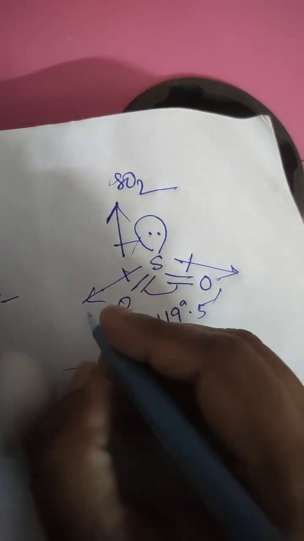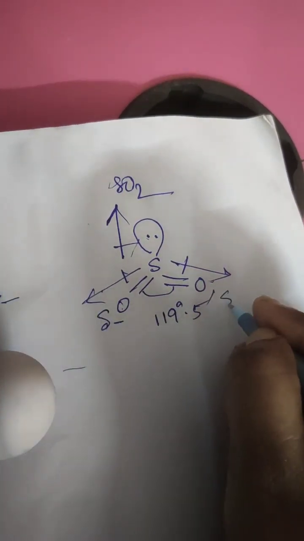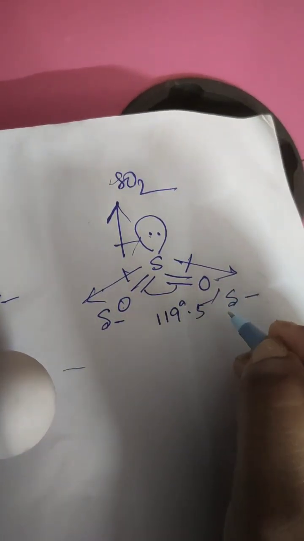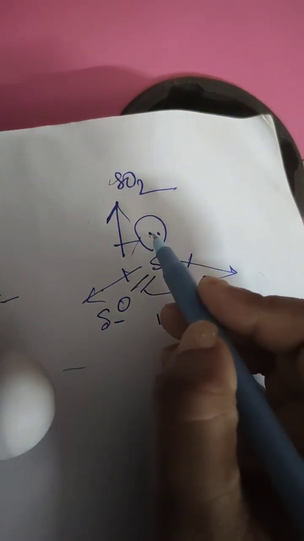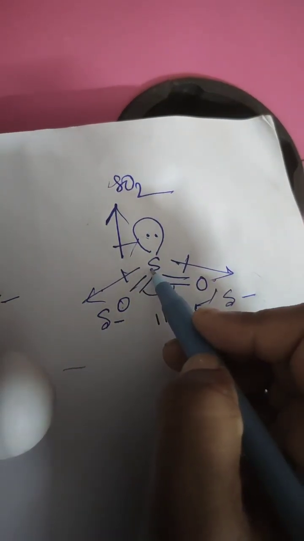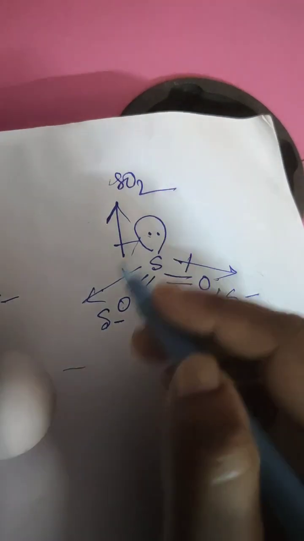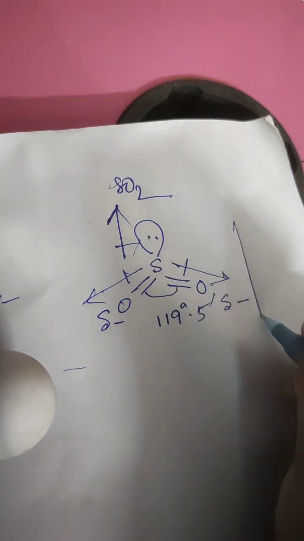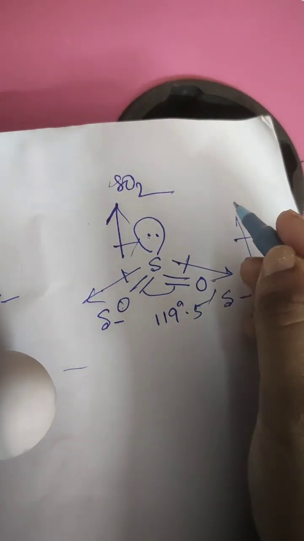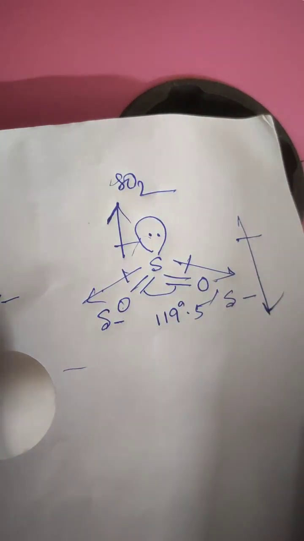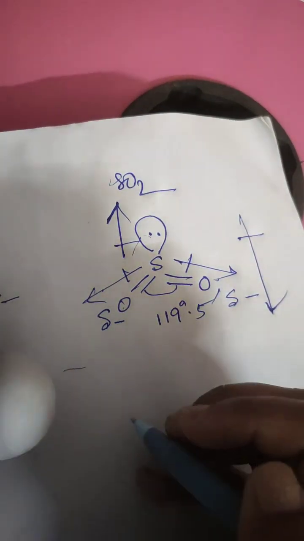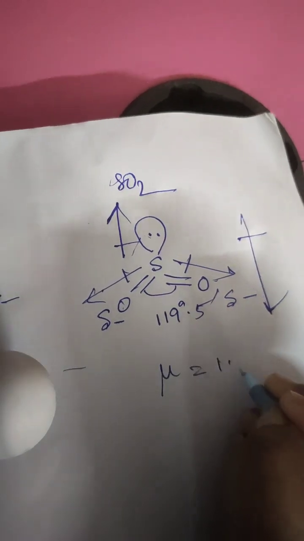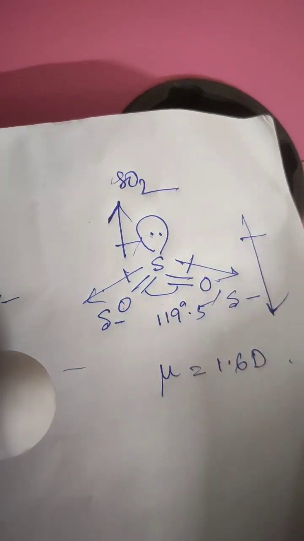Now this oxygen having the electronegative charge, the value of electronegativity is greater than the lone pair of the sulfur atom. So our net dipole moment goes in the downwards direction. So its dipole moment of approximately 1.6 D is present.